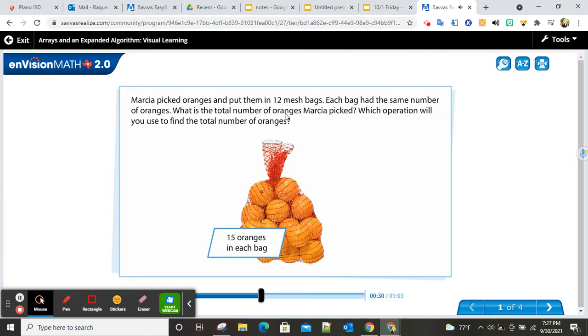Well, when we look at this problem, we see that it says each bag has the same number of oranges, which means equal parts. So we think to ourselves about our chart: do I have a total? No, I don't have a total. Do I have equal parts? Yes, I have equal parts. So my operation will be multiplication. Let's continue watching the video.